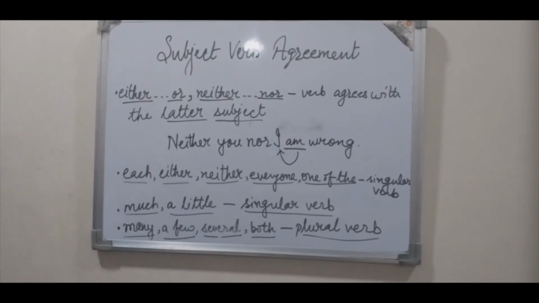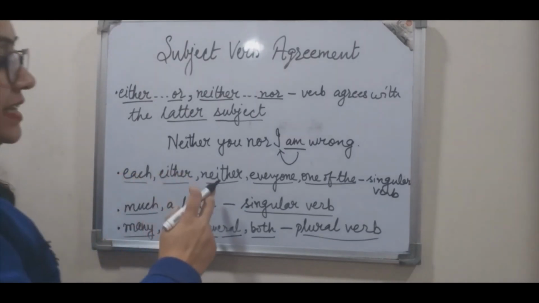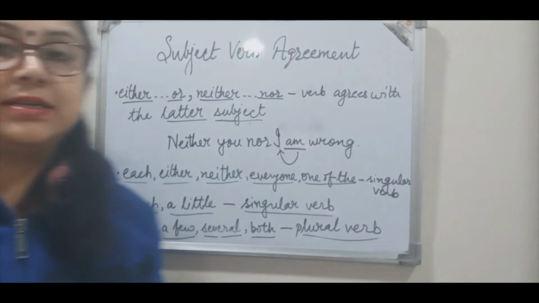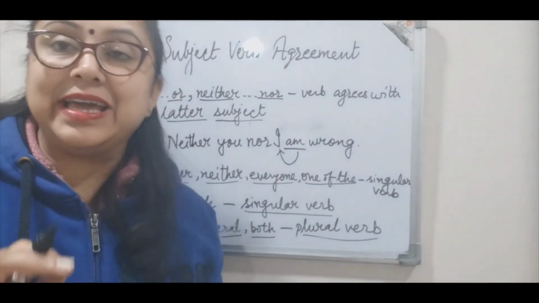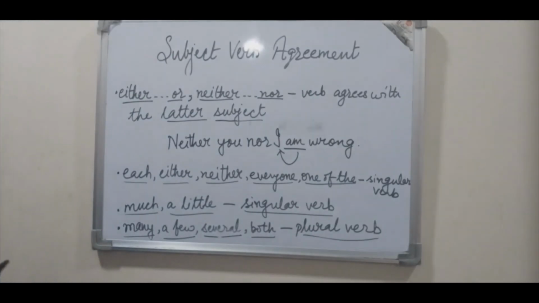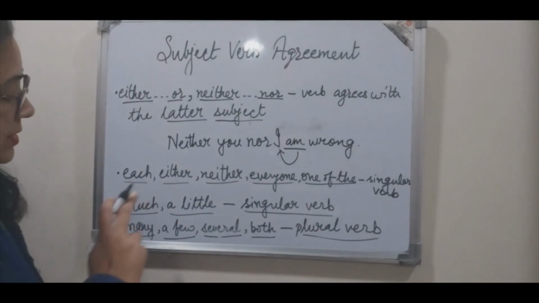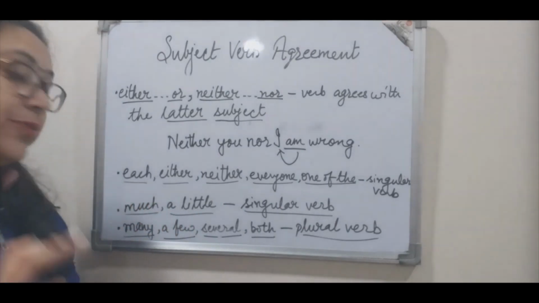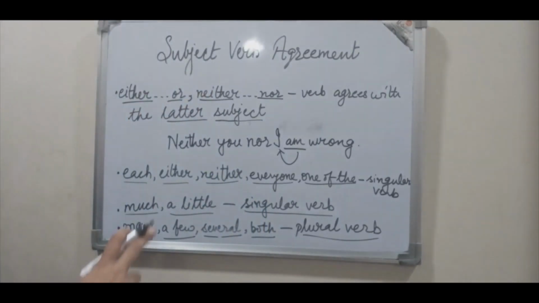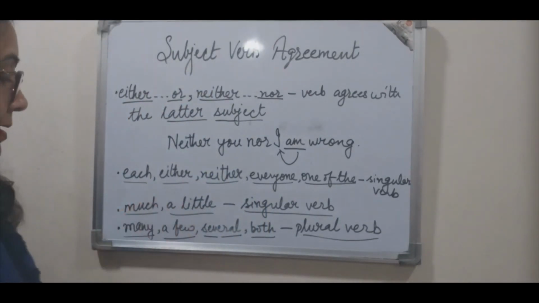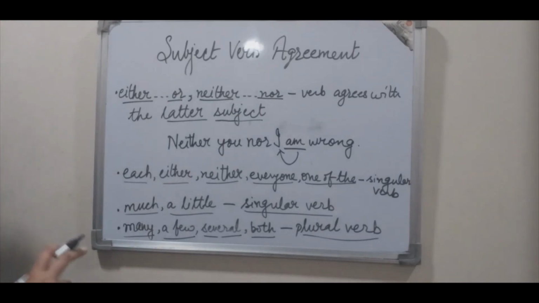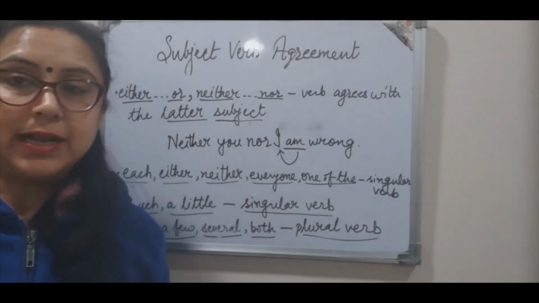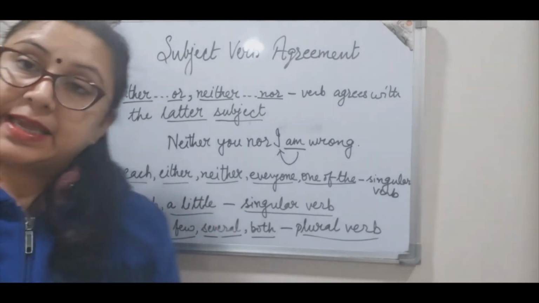Further, we read that each, either, neither, everyone, one of the, if we find such words, the verb supplied is always singular in number, right? Similarly, the words much, a little, they always take a singular verb, right? We never use a plural verb with words like much or a little. And then finally, we read the rule that many, a few, several, both, all these take a plural verb, right? Because they indicate plural numbers.